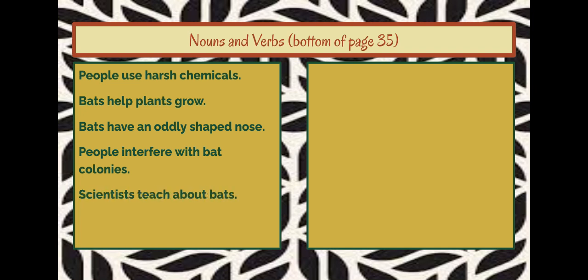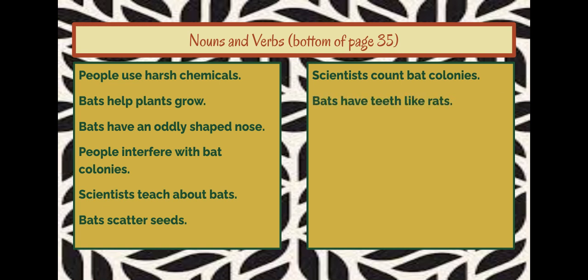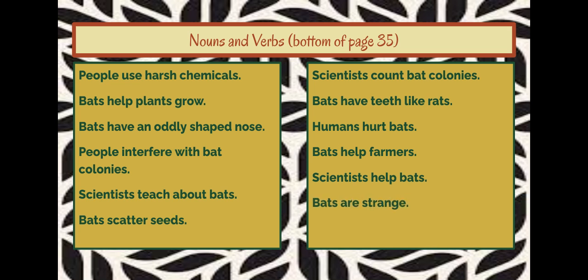Scientists teach about bats. Bats scatter seeds. Scientists count bat colonies. Bats have teeth like rats. Humans hurt bats. Bats help farmers. Scientists help bats. Bats are strange. Scientists study bats.